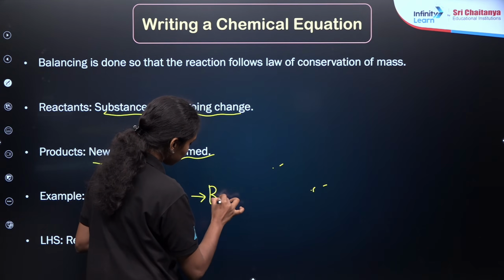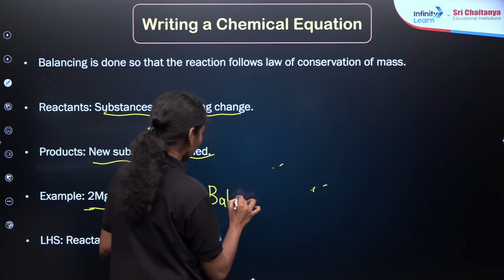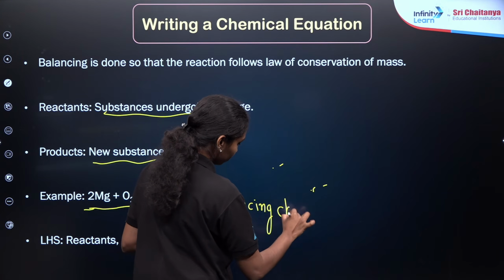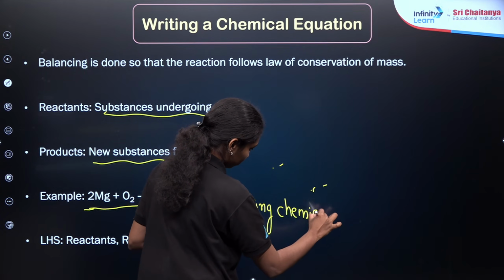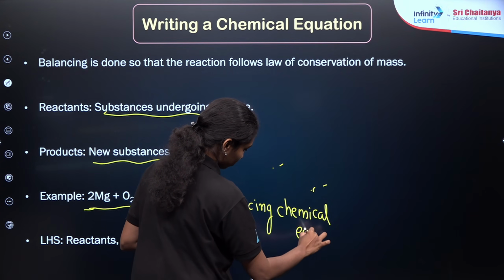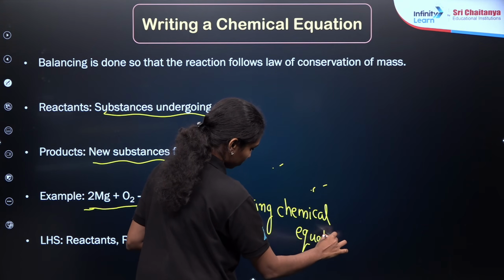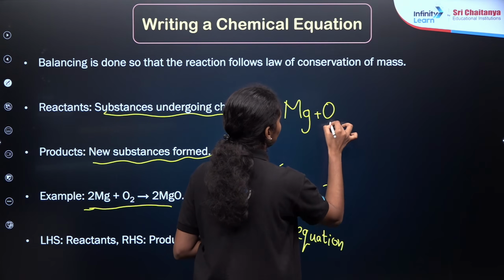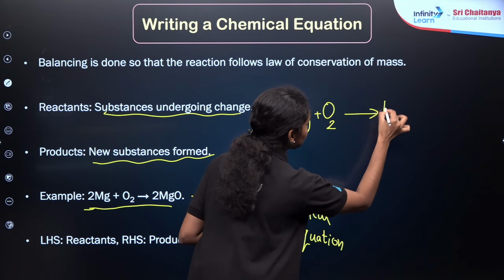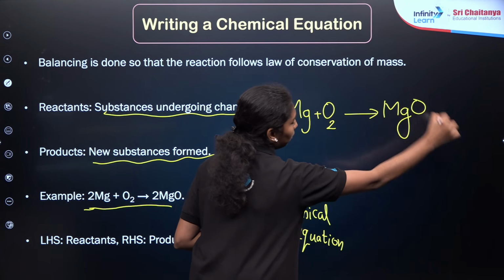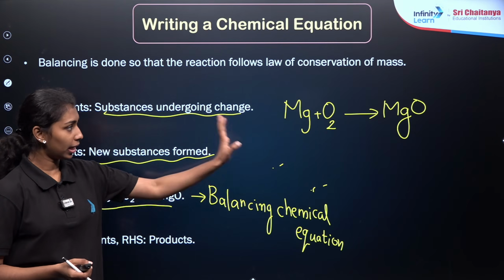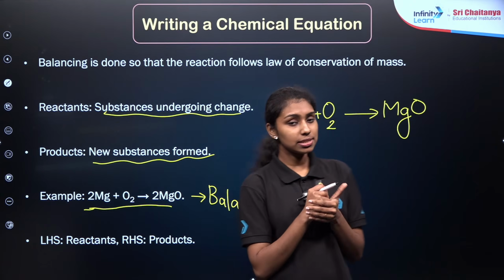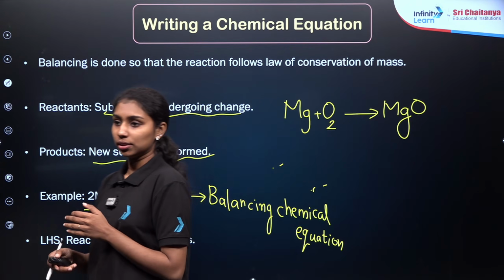For example, if we just write the equation as Mg plus O2 gives MgO, we can call this equation a skeletal equation. The same equation, if I write it as magnesium plus oxygen forms magnesium oxide, is also known as a skeletal equation. We can just give an idea with that. These are the reactants, these are the products. If you put the stoichiometric coefficients in, we can call this a balanced chemical equation.